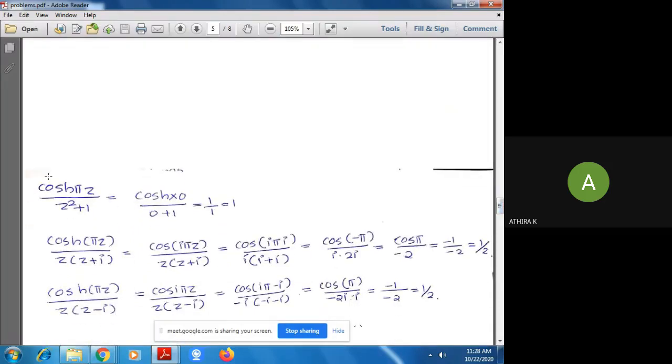That is, we know that cosh(πz) divided by z² + 1 at z = 0, we take the value 0 for z, is equal to cosh(π·0) divided by 0² + 1, that is 0 + 1. And we know that cosh 0 is cos 0, which is equal to 1, and 0 + 1 is equal to 1, that is 1/1 is equal to 1. And now cosh(πz) divided by z(z + i). We know that cosh(πz) is equal to cos(iπz).